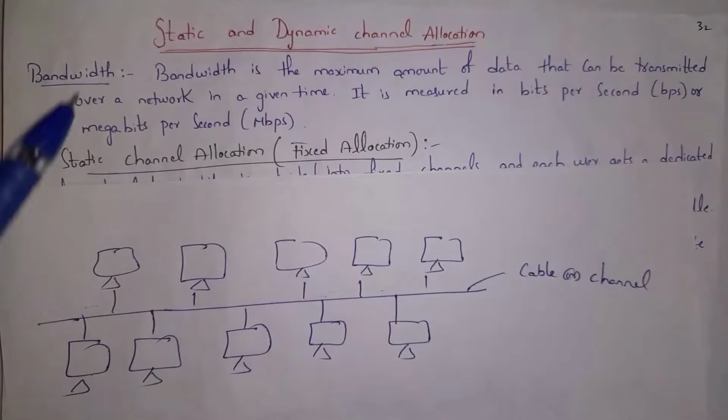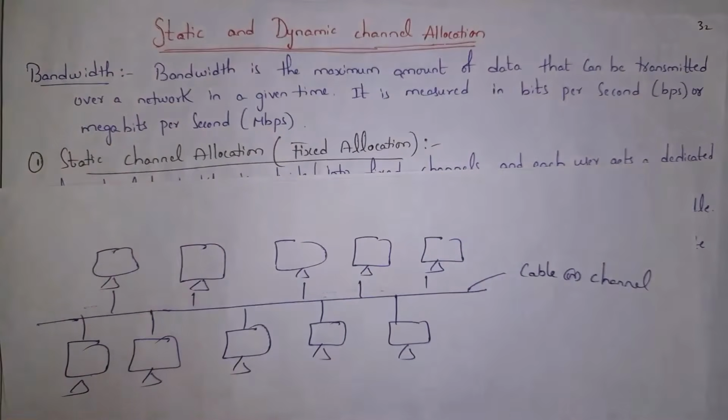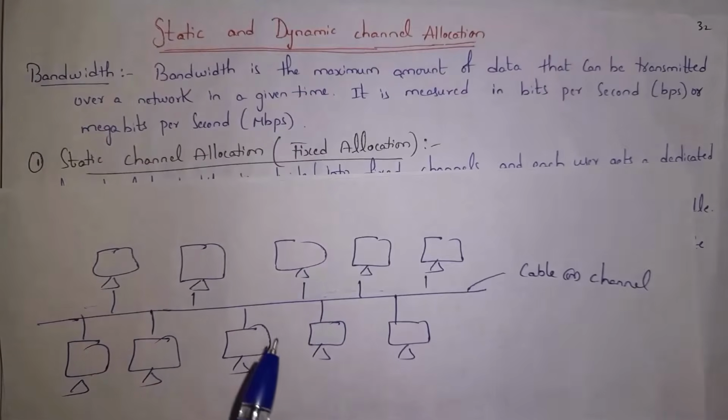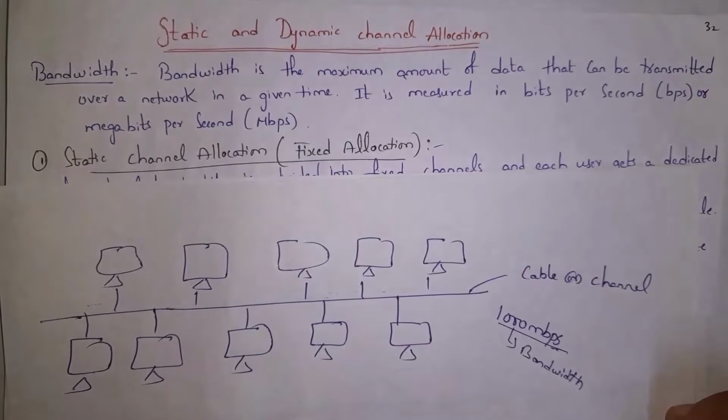Next I will explain what is static channel allocation and dynamic channel allocation. A channel is nothing but a cable. For example, our computers communicate with each other in a network by using a single cable. So we call this single cable a channel. Guys, before explaining static and dynamic channel allocation, at first you need to know what bandwidth is. The maximum amount of data that can be transmitted in a network in a given time is known as bandwidth. For example, this network supports 1000 Mbps. That means 1000 MB of data can be transmitted per second in this channel. So 1000 MB per second is known as bandwidth.